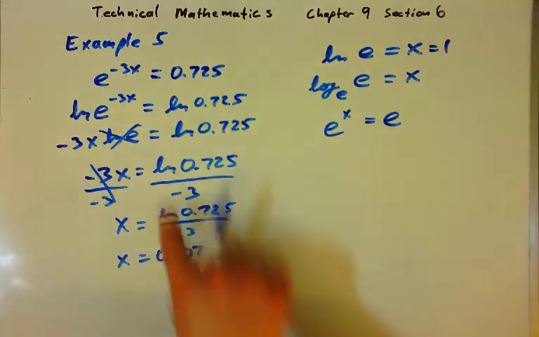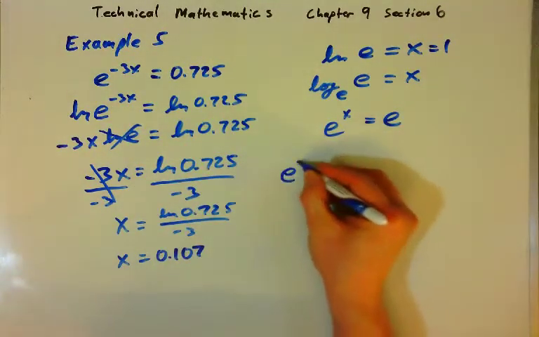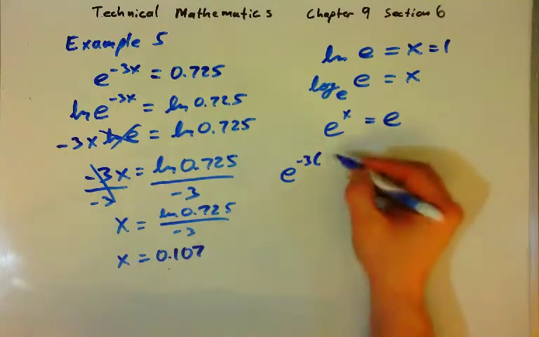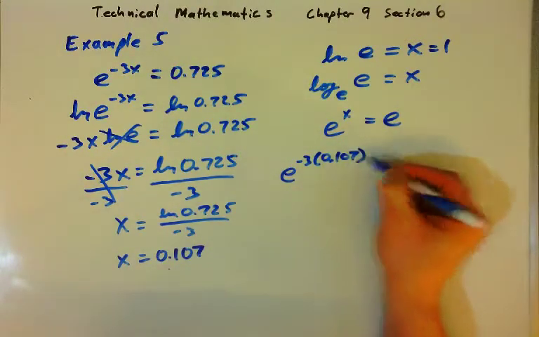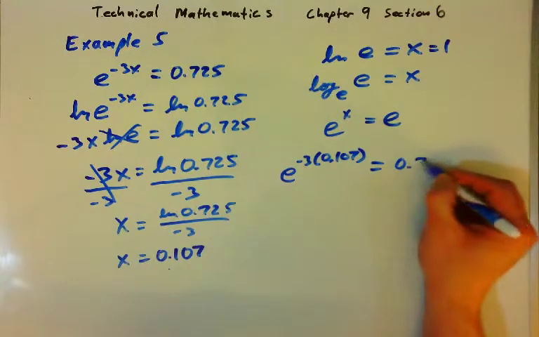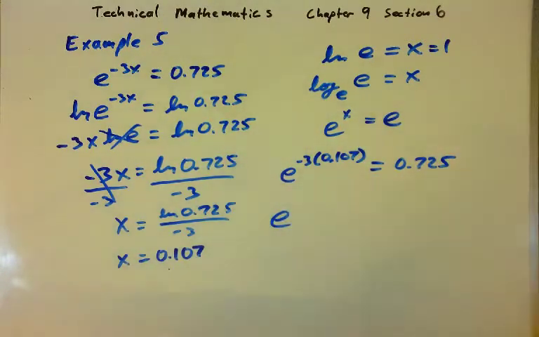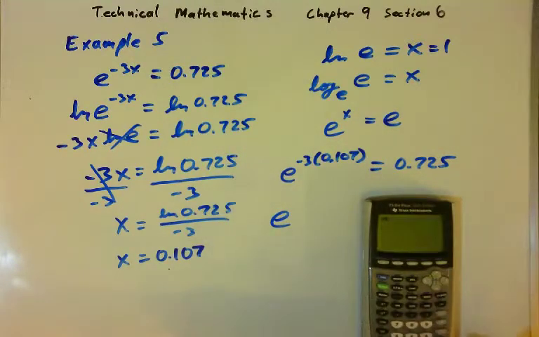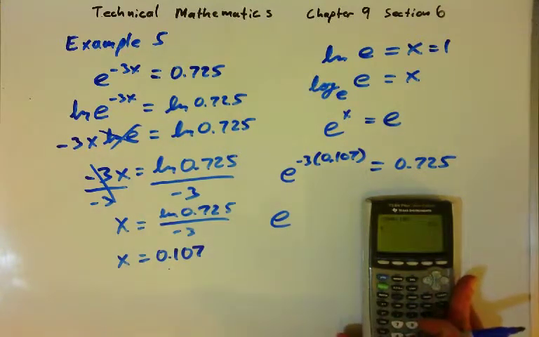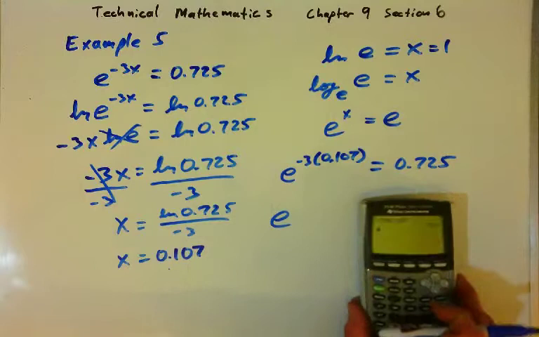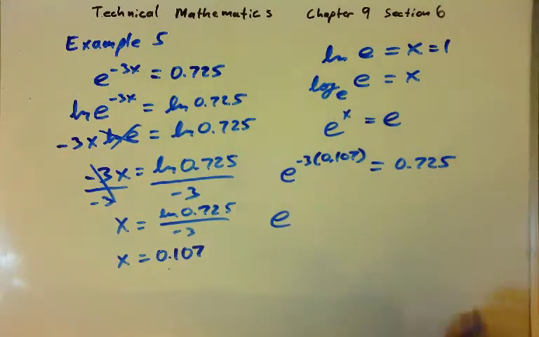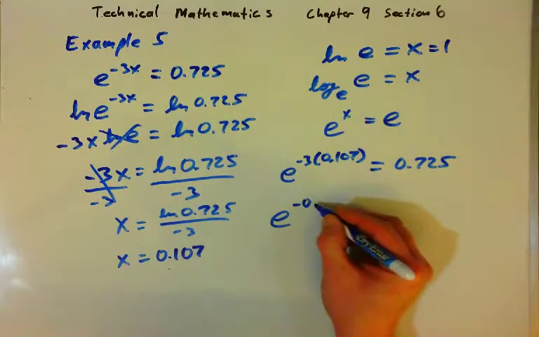And so we should check our answer. Let's plug this back in for x. E to the negative 3 times 0.107 should be equal to 0.725. And so we'll multiply out the exponent first. We'll take negative 3 times 0.107, which is a negative 0.321.